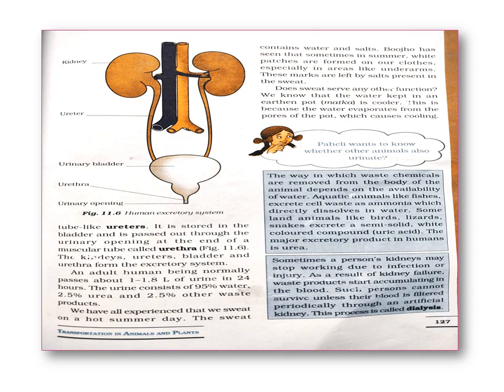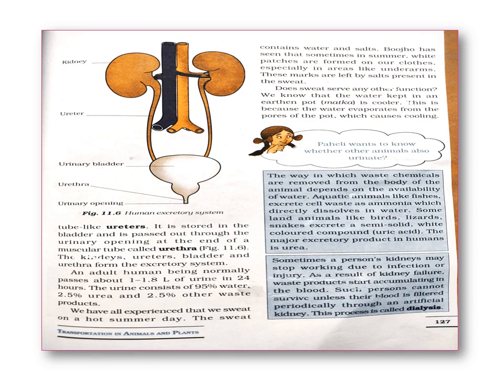But the urine contains mostly water. That means 95% water, 2.5% urea, and 2.5% other waste products. These are the contents of the urine.